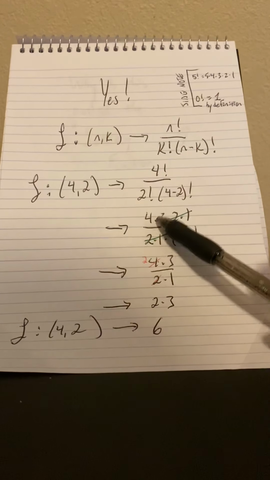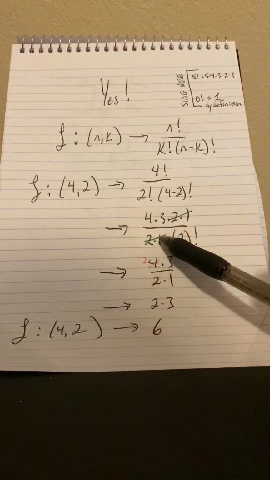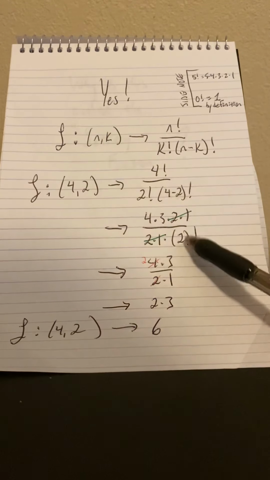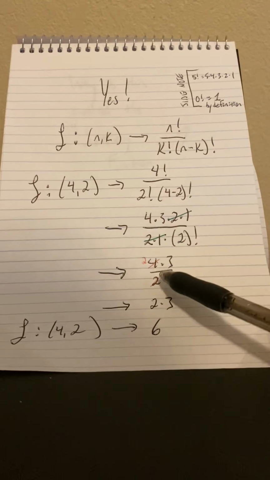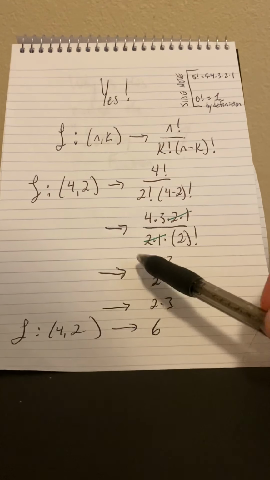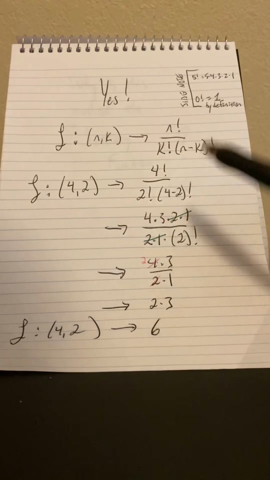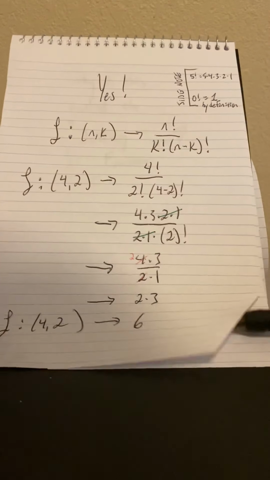So 4 factorial is 4 times 3 times 2 times 1. 2 factorial is 2 times 1. The difference of 4 and 2 is 2. These 2 times 1s cancel. So I have 2 factorial, which is 2 times 1. But wait, 2 goes into 4 twice, so I have 2 times 3. 2 times 3 is 6. Oh, see, nice little formula. We got our 6 without having to draw the triangle.